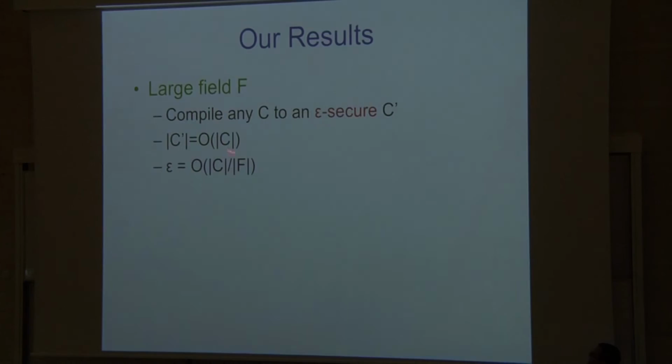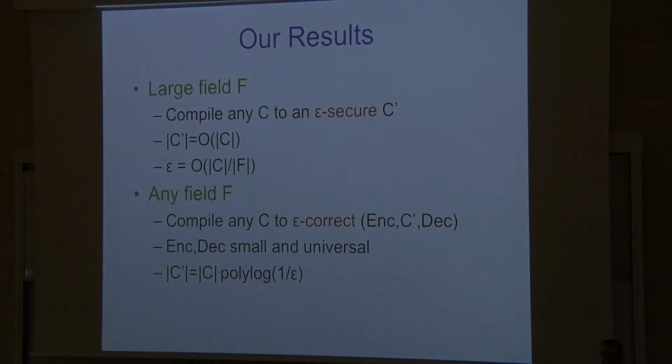So the large field construction takes an arbitrary arithmetic circuit, which computes some function f, and builds an epsilon secure version of this circuit whose size is only a constant times bigger. And the error probability is something like circuit size divided by the field size. So if the field element is 100 bits long, then this will be secure enough for all our purposes.